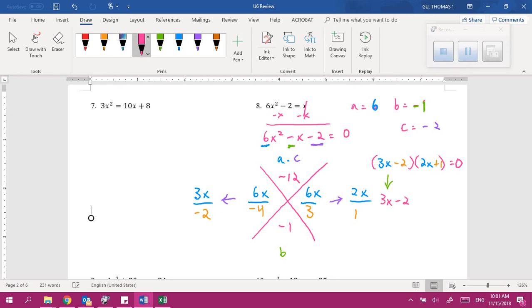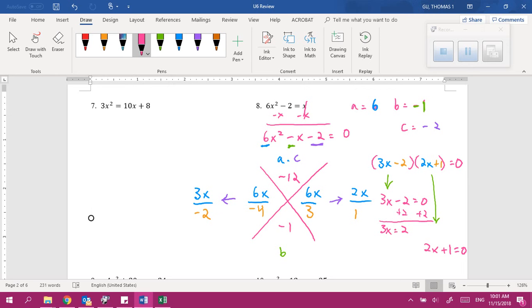That's right. 3x minus 2 equals 0 and 2x plus 1 equals 0. Okay, so to solve 3x minus 2 equals 0, what do I need to do? Add 2. If I add 2 to both sides, that gives me 3x equals 2. And how do I solve for x right here?